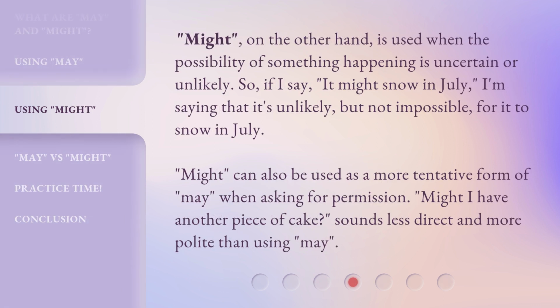Might, on the other hand, is used when the possibility of something happening is uncertain or unlikely. So, if I say, "It might snow in July," I'm saying that it's unlikely, but not impossible, for it to snow in July. Might can also be used as a more tentative form of may when asking for permission. "Might I have another piece of cake?" Sounds less direct and more polite than using may.